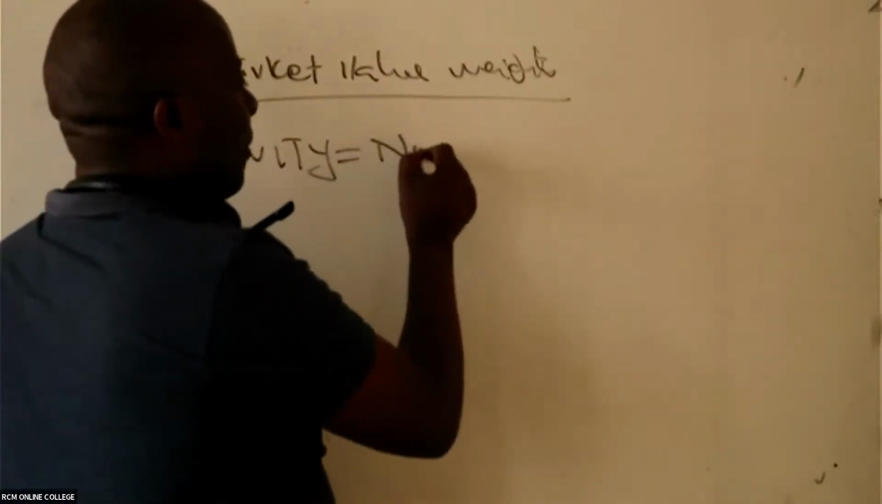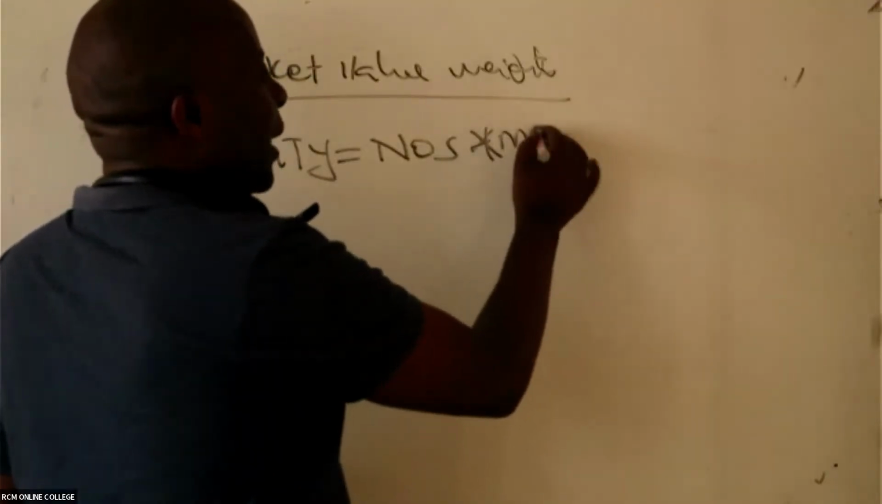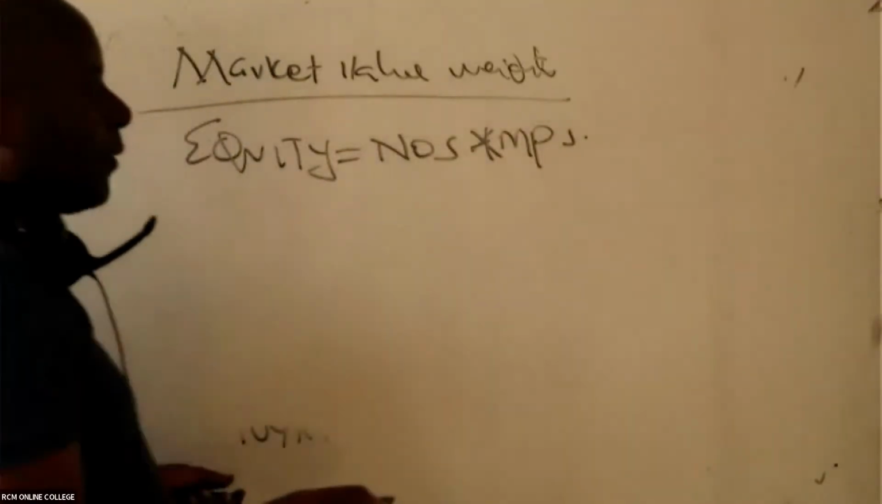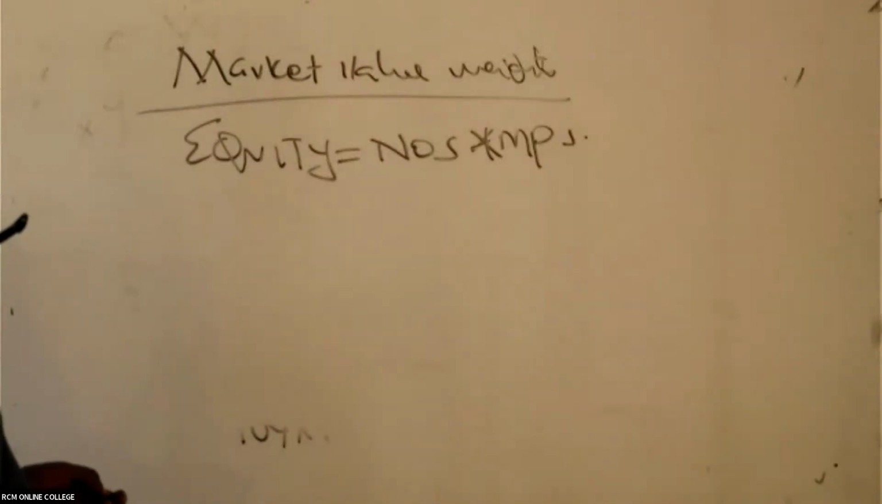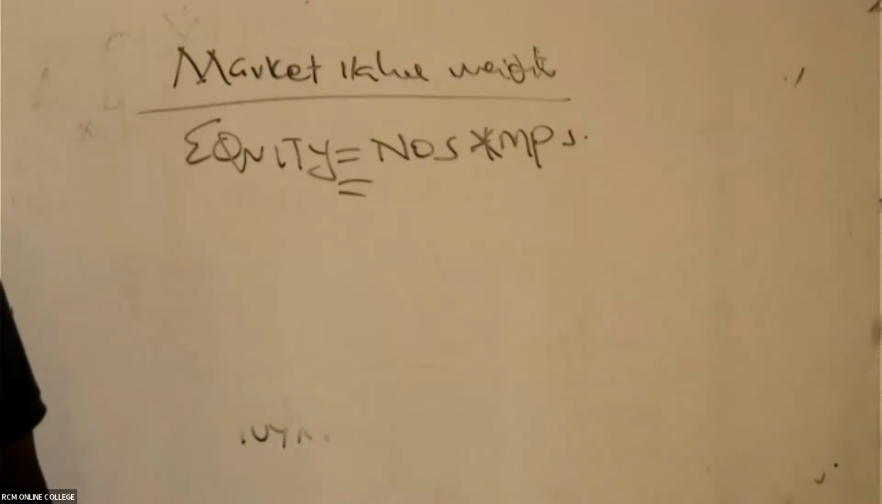We'll take the number of ordinary shares. How many shares do we have, times, in this case, the market price per share? Like now here, in equity share capital, we can see the number of shares. How many shares do we have here in total?